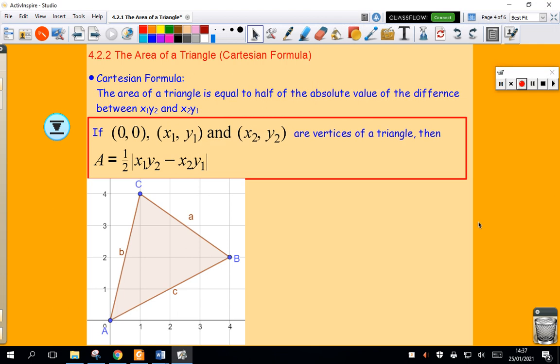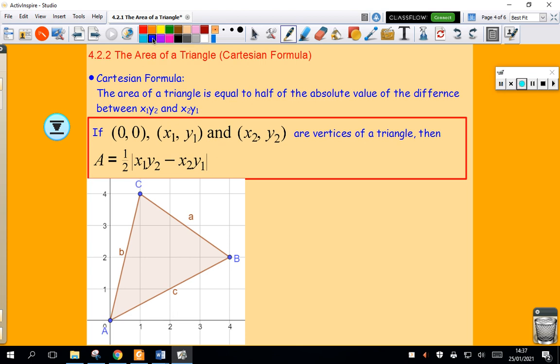Okay, so in this video I want to look at applying the Cartesian formula for the area of a triangle. It's in your formula and tables booklets, in your coordinate geometry page 18 I think, and it says the Cartesian formula says this, that the area of a triangle can be calculated by taking half of the absolute value of the difference between x1, y2 and x2, y1.